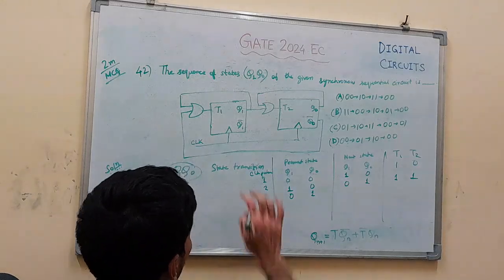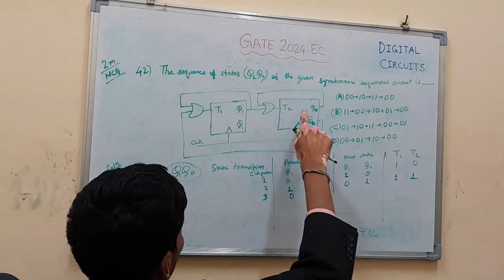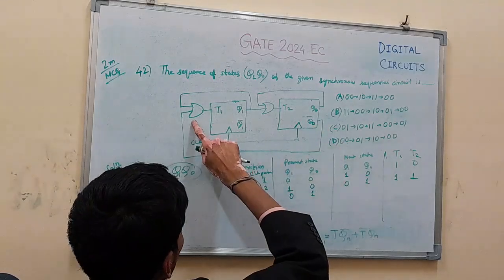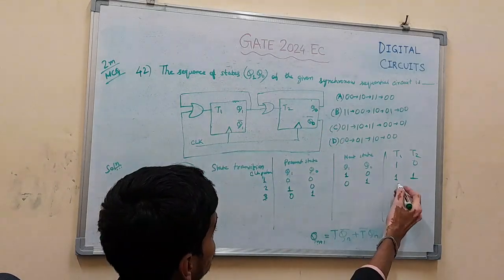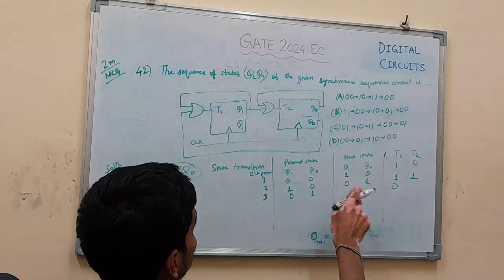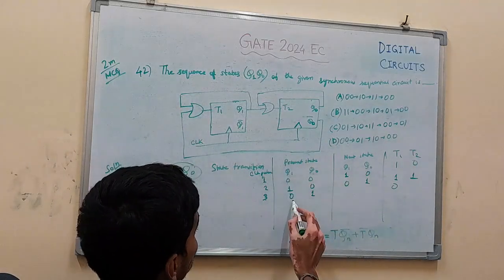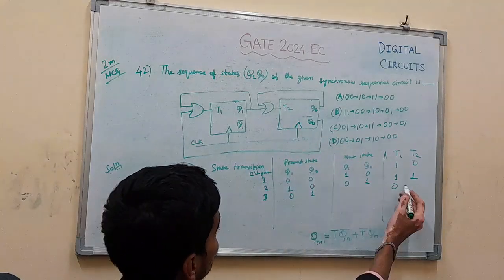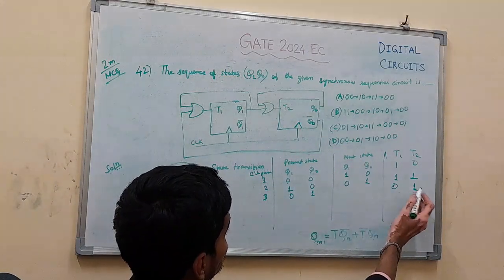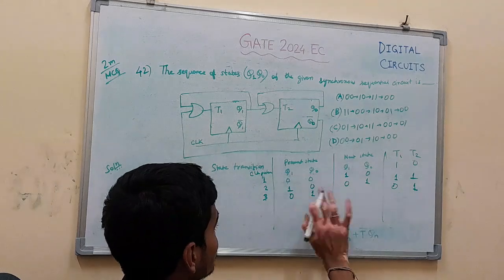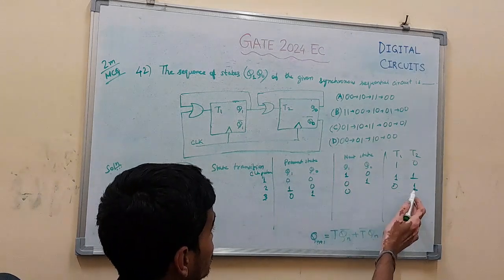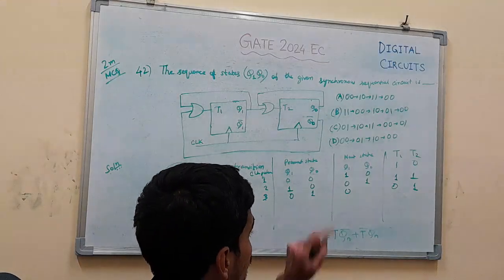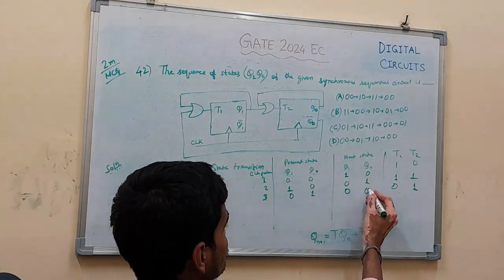So 0 1, Q1 is 0, so this input is 0, and Q0 is 1, so Q0 bar is also 0. So both inputs are 0, so the OR gate output will be 0. So T1 will be 0. But for T2, the Q1 input is 0, but the Q0 input is 1, so T2 will be 1. Now T1 is 0, so Q1 will remain at its original state, which is 0. T2 is 1, so Q0 will toggle from 1 to 0.